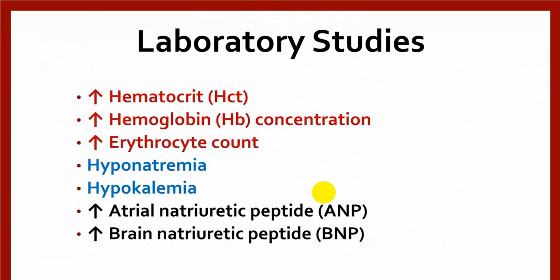Hematocrit: if there is an increase in hematocrit, a good number of times it is in favor of cor pulmonale, chronic cor pulmonale, particularly chronic hypoxia. Increased hemoglobin concentration, increased erythrocyte count, all three go in favor of polycythemia. Electrolyte imbalance like hyponatremia and hypokalemia is useful. Increased ANP and BNP, as we have already mentioned, are useful to rule out congestive heart failure.